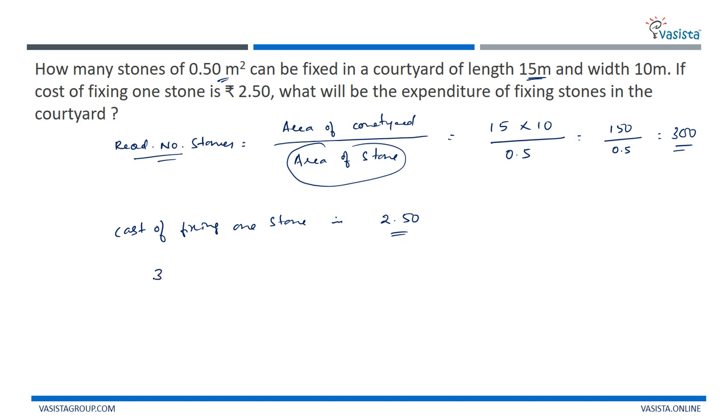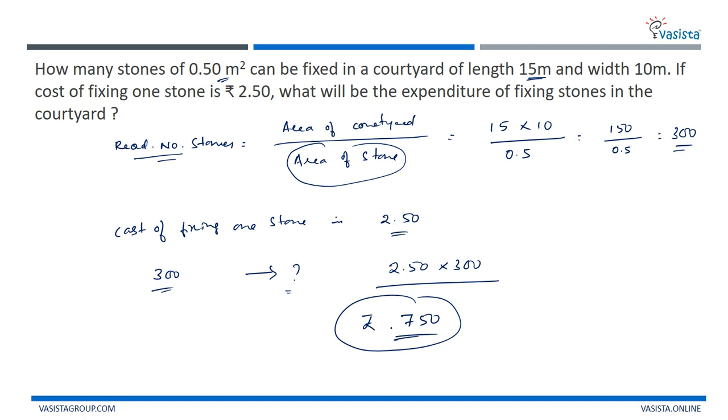So cost of 300 stones is equal to what? That is what we need to find out. That is nothing but 2.50 into 300. 300 into 2, that is 600. 300 half, that is 150, which is going to be 750. The rupees 750 is the expenditure to fix the stone, right? This is the answer.